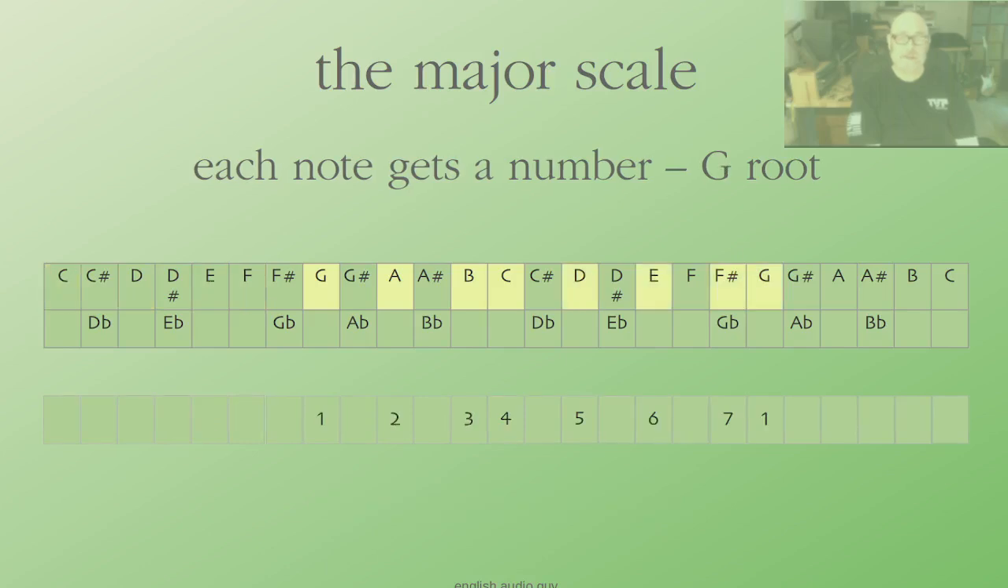And so if we did that with G, same thing. G is 1, because that's where we started, that's the root. A, B, C, D, E, F sharp, G, and then you've got 1, 2, 3, 4, 5, 6, 7, 1. Root is always 1.